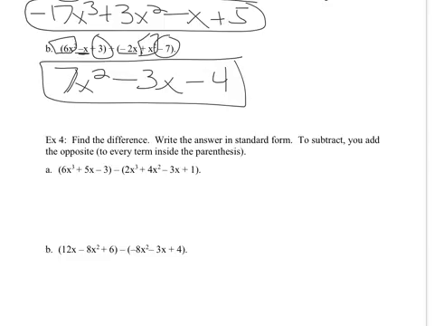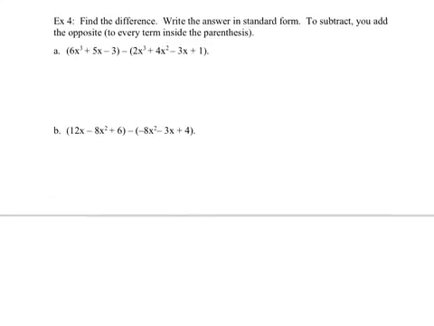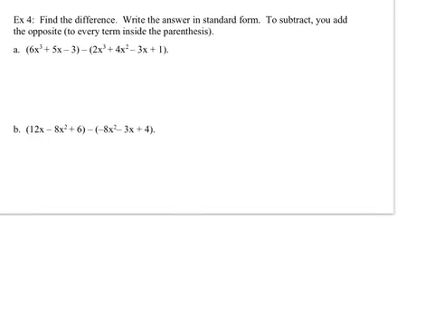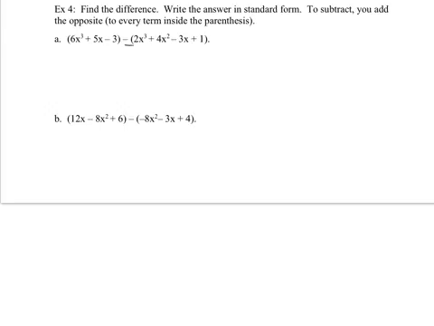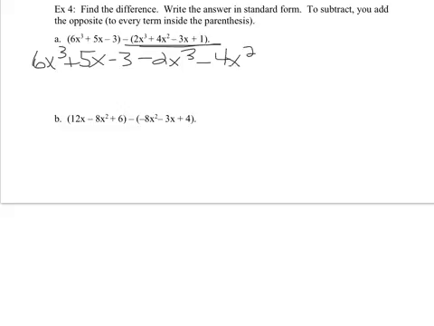Now, when you do differences though, you might want to rewrite because really you've got to think of the second polynomial as having a negative distributed in. You're subtracting this whole, oops, I've got to switch back to the pencil. We're subtracting this whole polynomial. So the first polynomial really stays the same. You've got 6x cubed plus 5x minus 3. And it's like you're distributing a negative in the other one. So it's going to be minus 2x cubed minus 4x squared plus 3x minus 1.